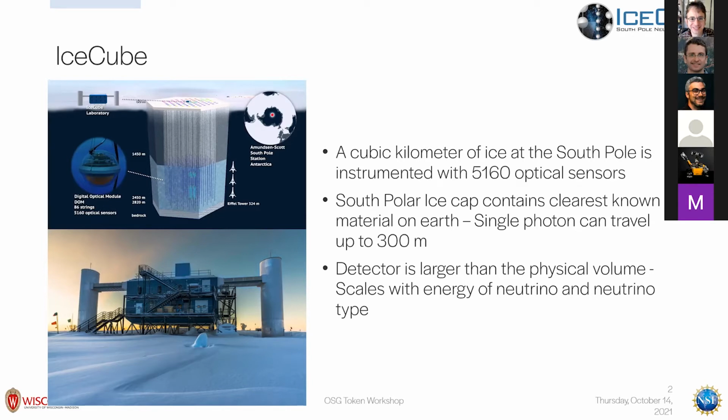The detector is large in physical volume, so at those scales of neutrino energy, certain neutrinos interact, for example, in the Earth's crust or outside the detector, and then their products can be seen in the detector as they travel through it.